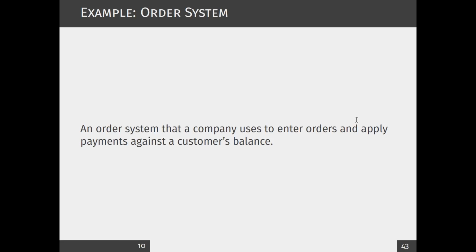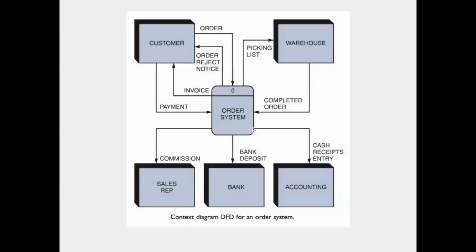Now, similarly, let's take another example, an order system, which a company uses to enter orders and apply payments. So here also, you can see we have only a single process, but you will see a couple of external entities. We have customer, warehouse, sales rep, bank, and accounting. And remember, there are no verbs here, right? It's the data that we have to write down.